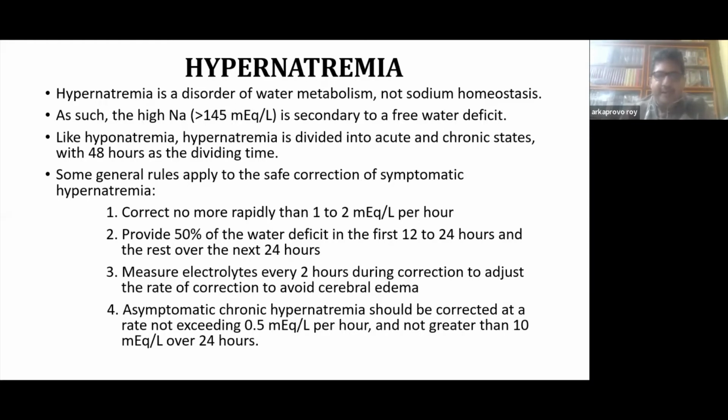Measure electrolytes every 2 hours during correction to adjust the rate of correction to avoid cerebral edema. Asymptomatic chronic hypernatremia should be corrected at a rate not exceeding 0.5 milliequivalent per liter per hour and not greater than 10 milliequivalent per liter over 24 hours. These are things to be monitored, but it is very difficult to calculate in a general ward. So it is better to treat the patient in ICU or HDU with a proper infusion pump.